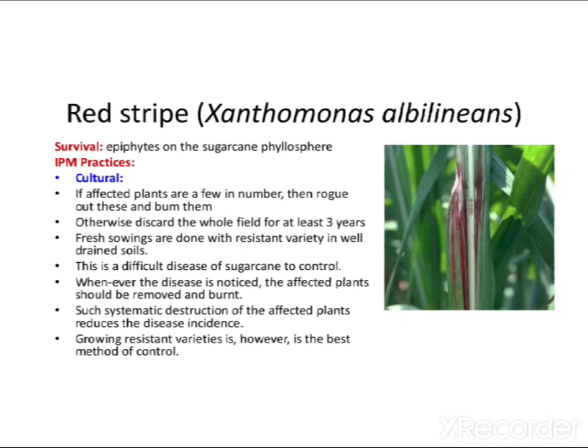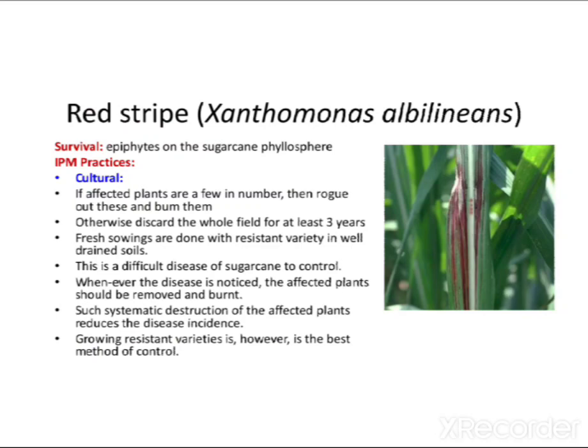When the affected plants are few in number, then we can easily take out these affected plants and destroy them or even burn them. But if the whole field is affected, then we should discard the field for sugarcane cultivation for at least 3 or 4 years. Now fresh sowing should be done with resistant varieties wherever the source is available, and it helps in reducing the disease severity.